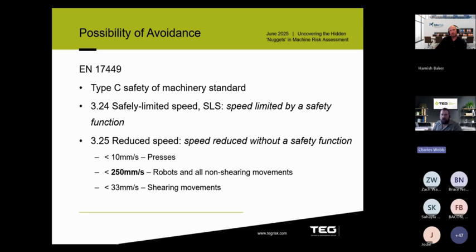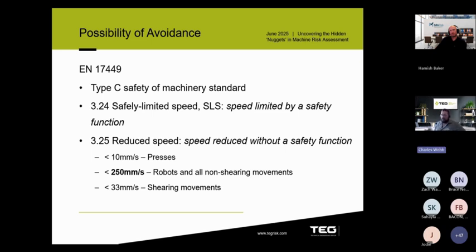But then 3.25, we have a reduced speed. That's speed reduced without a safety function. And there's a few different speeds here. You'll see your 250 millimeters a second has popped up again for robots and all non-shearing movements. But then you've got some really specific stuff around shearing and around presses. If you're talking about guillotines, it's 33 mils a second. If you're talking about presses, it's 10 mils a second.